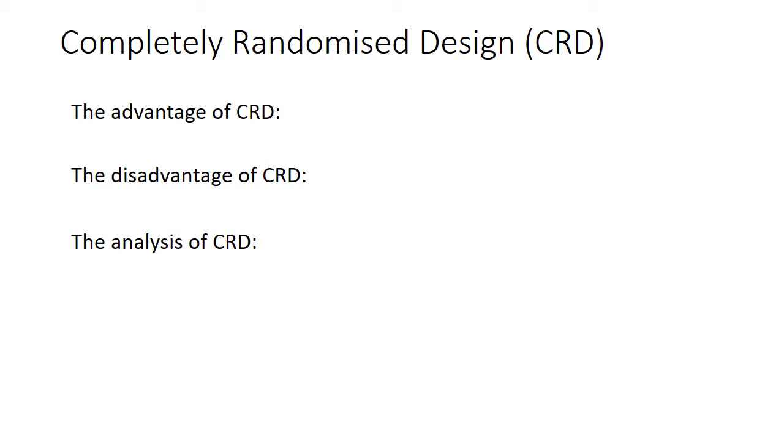The analysis of data from a CRD experiment is straightforward. We use a one-way ANOVA. When there are only two treatments, we can also use a two-sample t-test. We can use the result of ANOVA to evaluate the power of an experiment. The power is the ability of an experiment to detect the real difference in the treatment means.